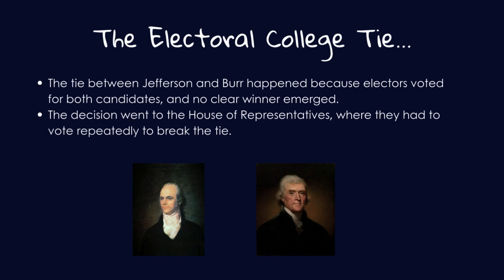Jefferson and Burr each had 73 votes, thanks to the way electors voted at the time. This tie meant that the decision had to be sent to the House of Representatives, where the members would vote to determine the winner. At first, no one could break the deadlock. It was a tense moment in history as the country's leadership was in limbo.